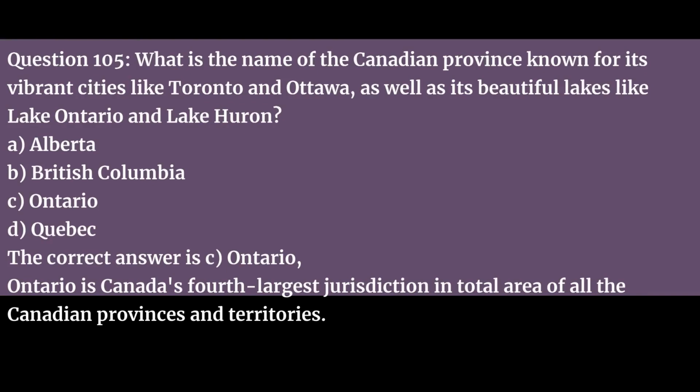Question 105. What is the name of the Canadian province known for its vibrant cities like Toronto and Ottawa, as well as its beautiful lakes like Lake Ontario and Lake Huron? A. Alberta. B. British Columbia. C. Ontario. D. Quebec. The correct answer is C. Ontario. Ontario is Canada's fourth largest jurisdiction in total area of all the Canadian provinces and territories.